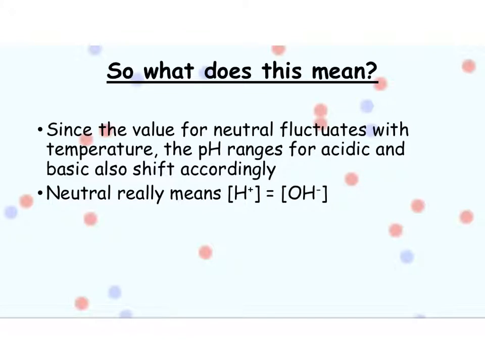So what does all this really mean? Basically what it means is the value that defines where neutral is, and therefore the ranges for acidic and basic, shifts according to the shifts in KW. But just remember, neutral means the H plus is equal to the OH minus. So that's exactly what it means. It doesn't actually mean pH of 7 all the time. It means that those two things are equivalent.